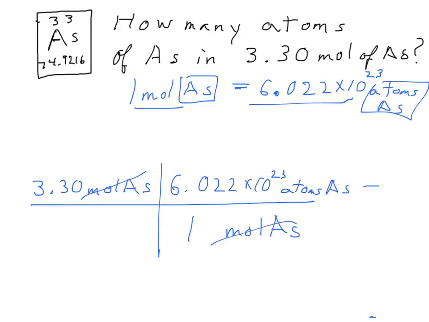I've canceled out my number of moles. I multiply everything on top, divide through by everything on the bottom, and I get 3.3 times 6.022 to the 23rd, and that gives me 1.99 times 10 to the 24th atoms of arsenic.